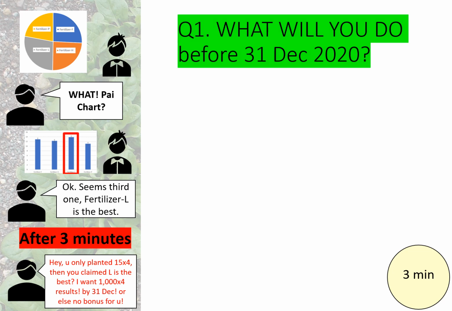Now, what will you do before the deadline, 31st of December 2020? What's going to happen on this date? On this date, you need to report to your boss, and your boss wants the 1,000 times 4 set of data, a very big set of data. You might have three options.